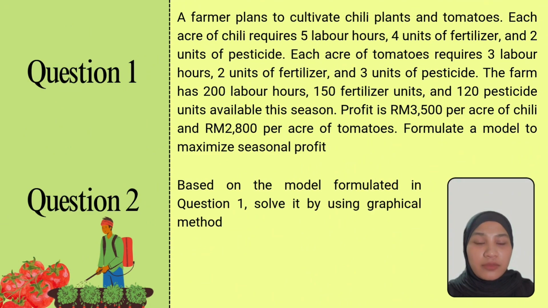So for question 1, the farmer wants to plant chili and tomatoes, but he only has limited labor hours, fertilizer and pesticide. Our task is to build a linear programming model to maximize his profit. So let X be the acres of chilies and Y be the acres of tomatoes. The profit function is P equals 3500x plus 2800y, which we want to maximize. And all the limits from labor, fertilizer, and pesticide become our constraints.